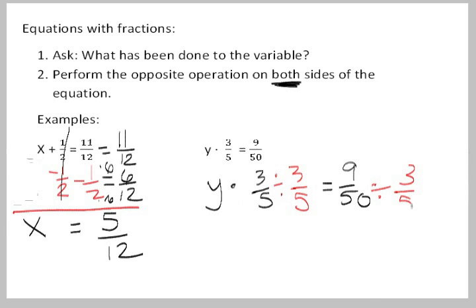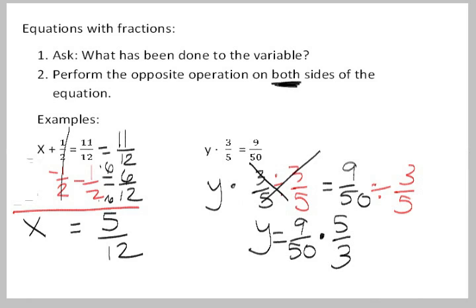And we have to maintain balance with the equations. That's why we need to do the same operation on both sides, because it is an equation and it has the equal sign. So then on the left side, 3/5 divided by 3/5 cancels out, so we're left with y. So y equals 9/50 divided by 3/5. Then we need to rewrite it as 9/50. Change division to multiplication. The reciprocal of 3/5 is 5 over 3.